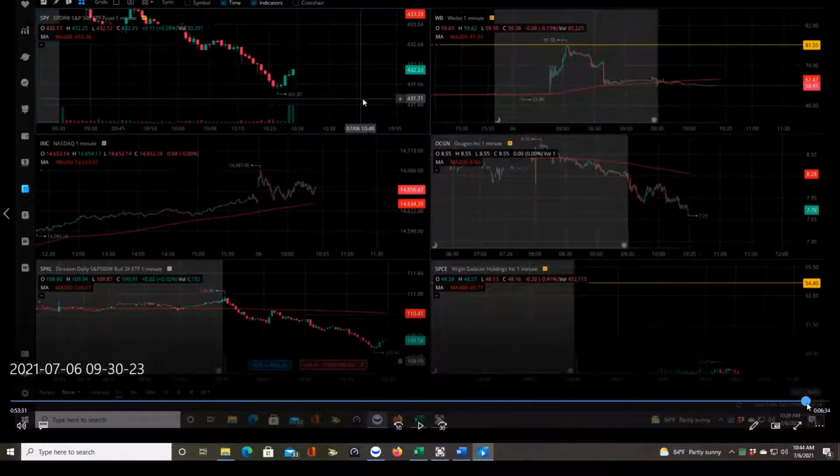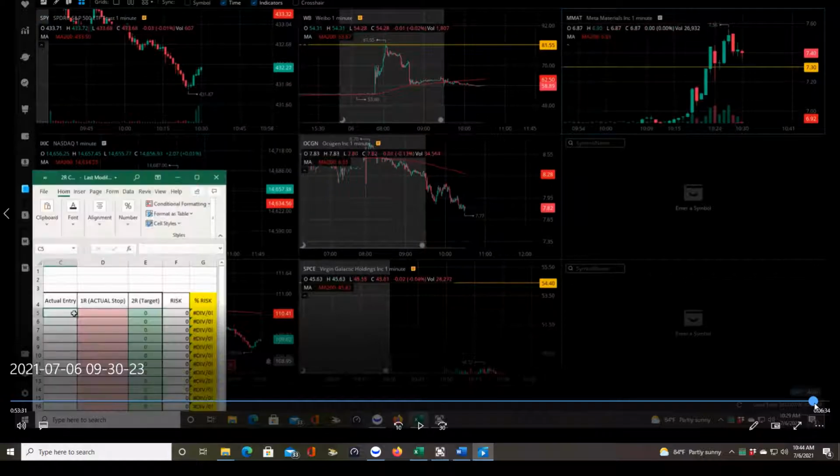At the very end, you'll see where I pulled up MMAT right there, and you can see the trade I would have taken already played out, so too late to get in. So like I said, just exercise discipline. It's always better to miss a good trade than to be in a bad trade that you shouldn't have taken.